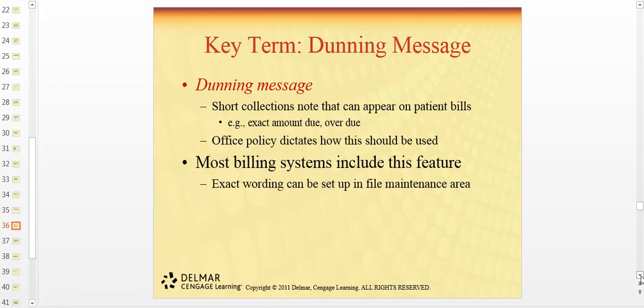A dunning message. It's a short collection note that can appear on a patient's bill. It's the exact amount due, overdue. An office policy dictates how this should be used. Now, at the bottom of a billing statement, it's usually a small statement, italicized, saying that your bill is overdue, and that's a dunning message. Most billing systems include this feature. The exact wording, you can set it up in your file maintenance area and say what you want it to say.